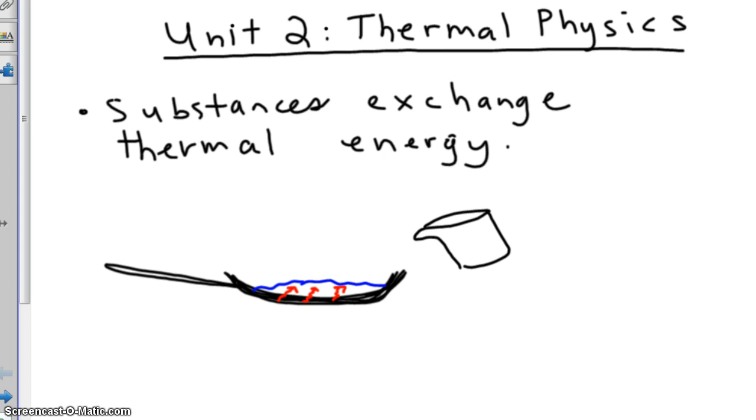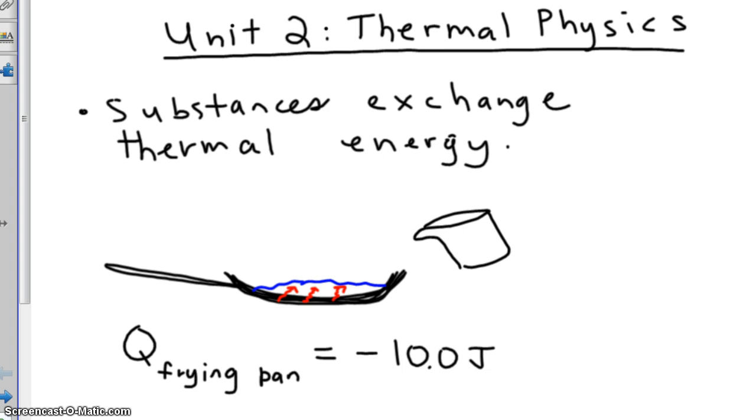So we can attach some equations, some values here. I'm going to make up a number. Let's assume Q, how much thermal energy, how much heat does the frying pan exchange? I'm going to say the frying pan gives away 10.0 joules of heat to the water. If the frying pan loses heat, then it's negative Q.